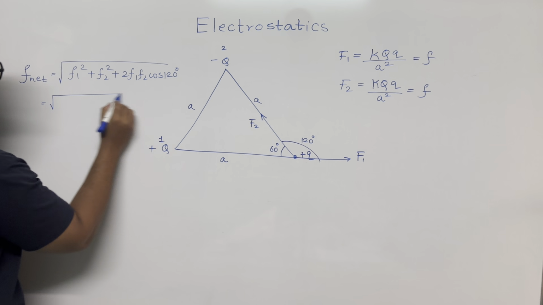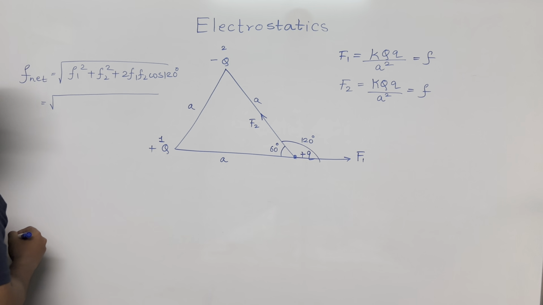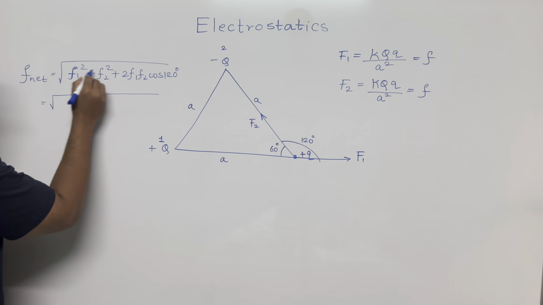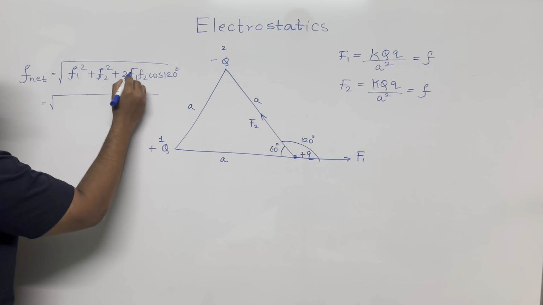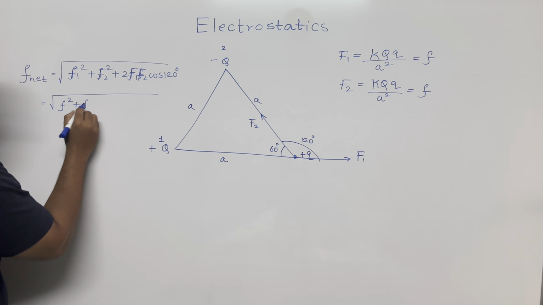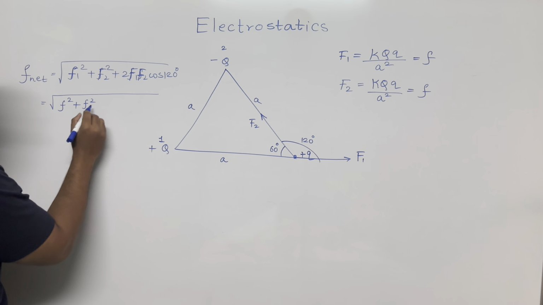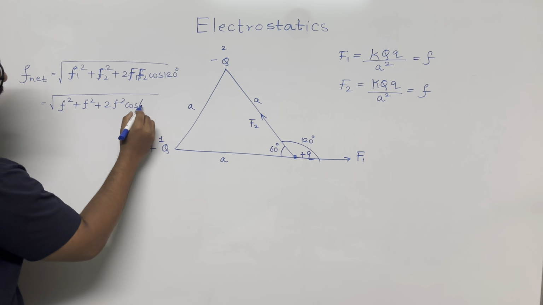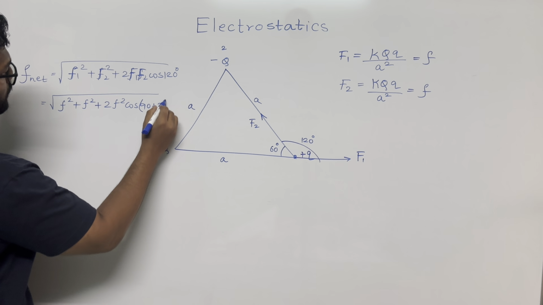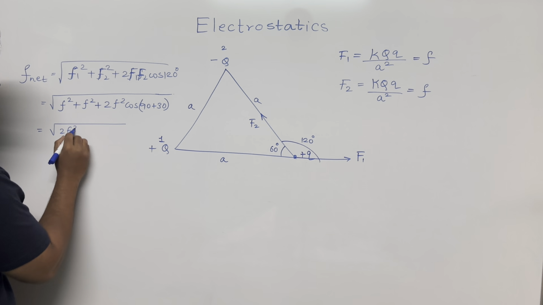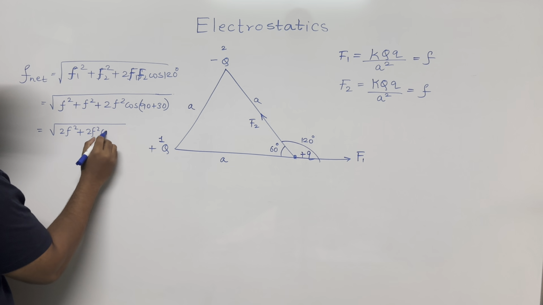So this is square root of, what is F1 square? This is capital F, right? Sorry for that. So these all are capital F's. That will be F square, and this will be F square. Both of them are equal in magnitude. Plus 2F square into cos of 120 degrees, which I will write as 90 plus 30. So this will be square root of 2F square plus 2F square cos of 120 degrees.